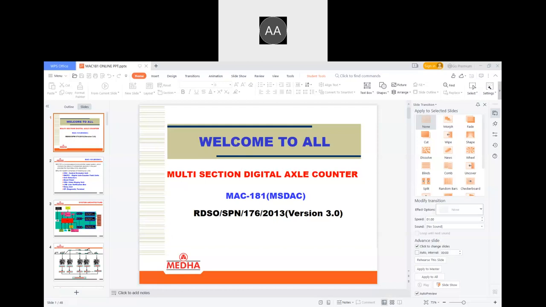So here you can see the system architecture. As a system architecture, clearly you can see in the block diagram, our system is designed to take.